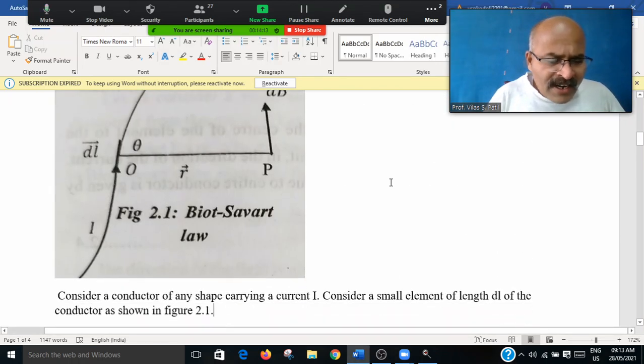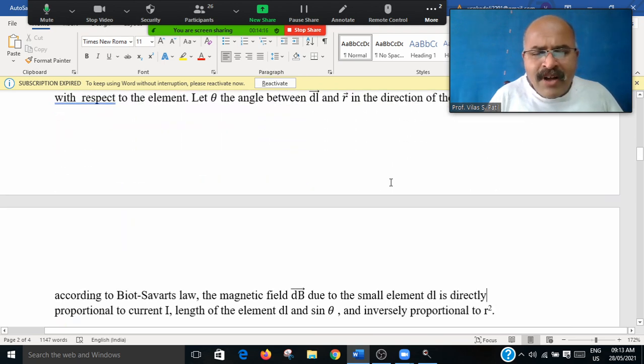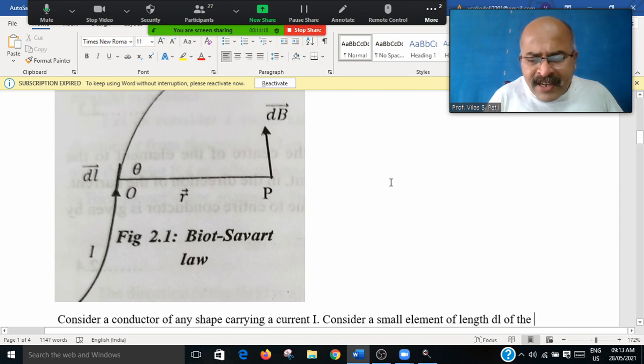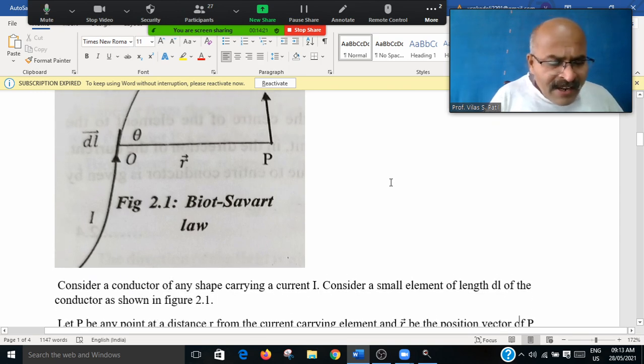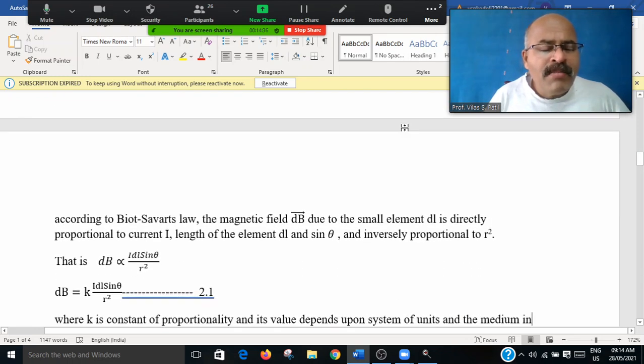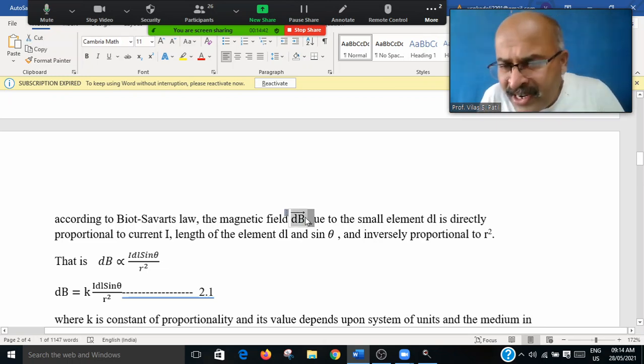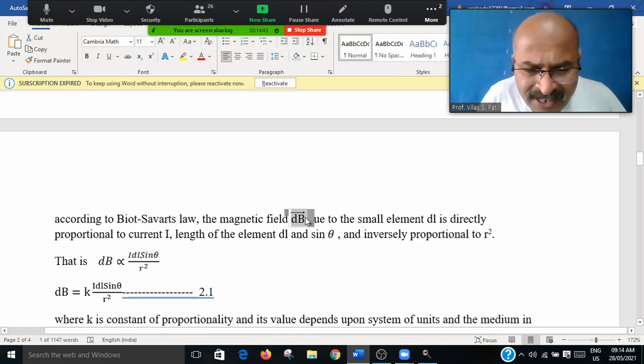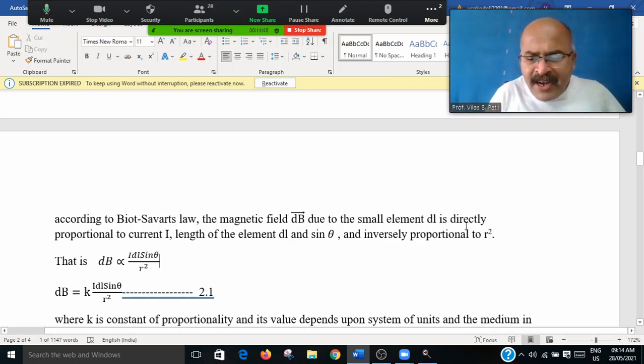Here is the relation. Consider a conductor having any shape carrying current I, and consider an element of length dl as shown in the figure. Let P be any point at a distance r from the current carrying conductor, r bar. Let theta be the angle between dl and r in the direction. Then according to Biot and Savart's law, the magnetic induction dB bar, which is a vector quantity because it has a magnitude as well as a direction, due to the small element dl is directly proportional to I, the length of the element dl, sine theta, and inversely proportional to r square.